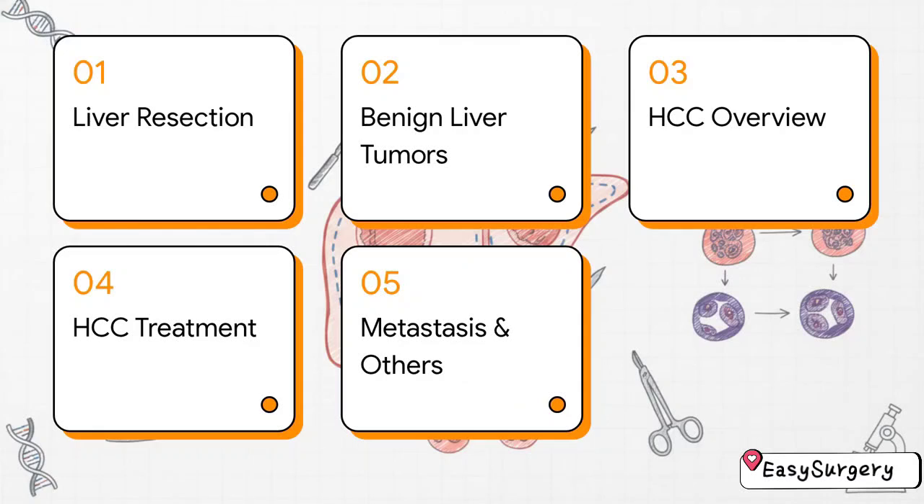All right, let's look at our agenda for today. We're covering Section 1, Principles of Liver Resection. Section 2, Diagnosing Benign Liver Tumors. Section 3, Hepatocellular Carcinoma, or HCC. Section 4, HCC Treatment and Transplant. And Section 5, Metastasis and Other Cancers. Let's get right into it.